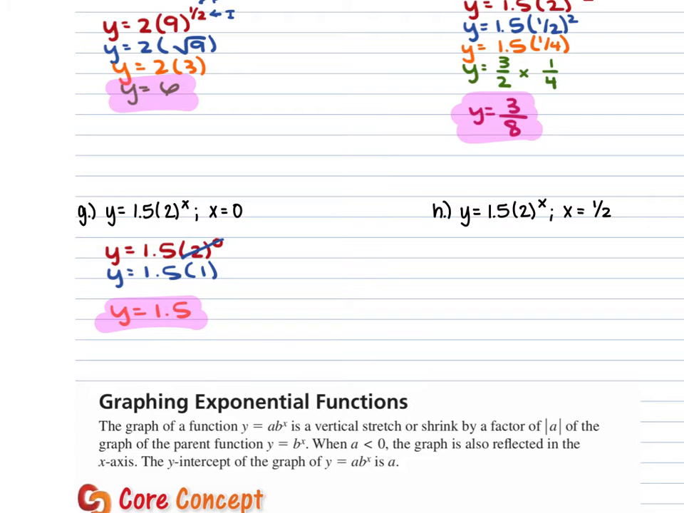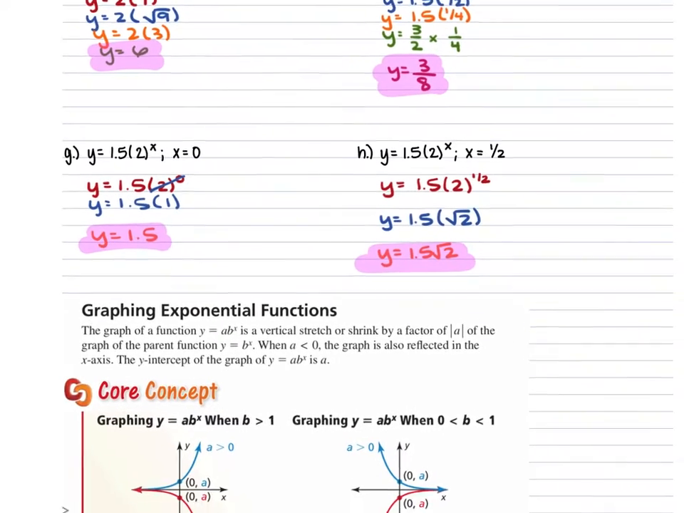For example H, we have y is equal to 1.5 times 2 to the power of x. This x is 1/2, so that's giving us y is equal to 1.5 times 2 to the power of 1/2. Remember, the power of 1/2 is the square root, so this is just y is equal to 1.5 times the square root of 2. Anything times that root of 2 is itself times that root of 2. So you can just rewrite this as 1.5 square root 2 without those parentheses in between.